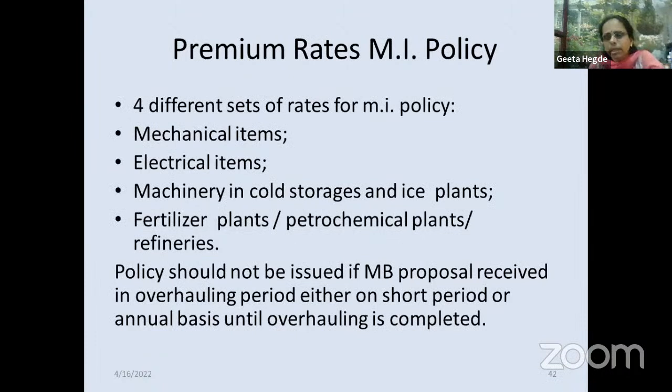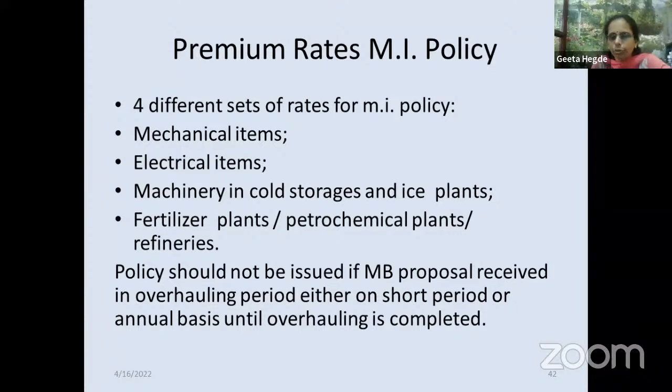So for premium rates charged for machinery, 4 different sets of rates are there: mechanical items, electrical items, cold storage or ice plants, and fertilizer or petrochemical or refineries. So machinery rates are divided into 4 parts: mechanical, electrical, cold storage or ice plants, and fertilizer or petrochemical plants.